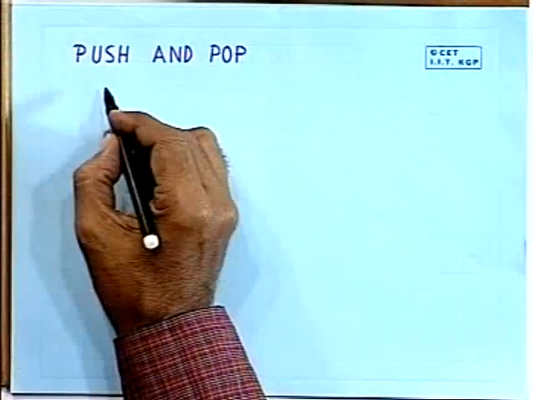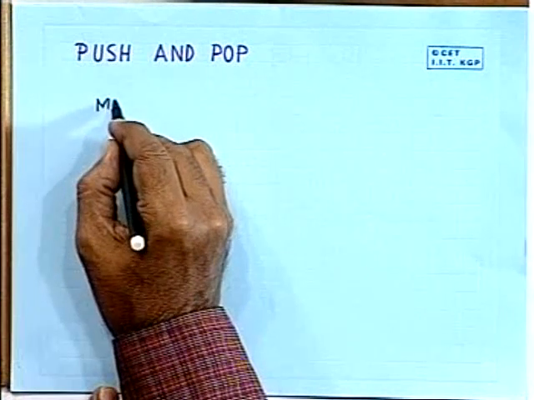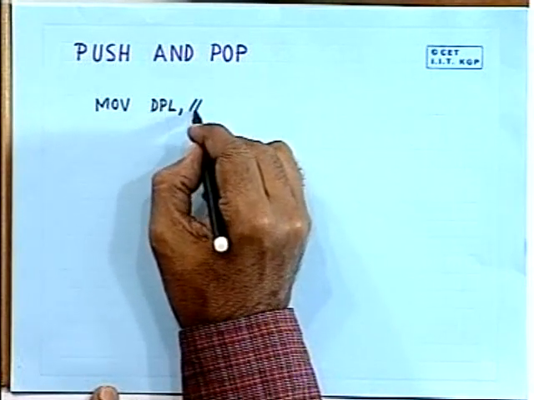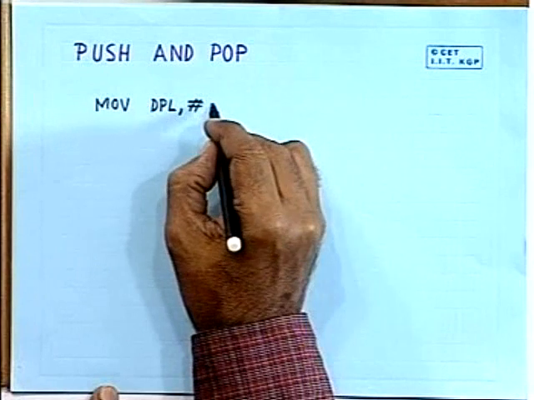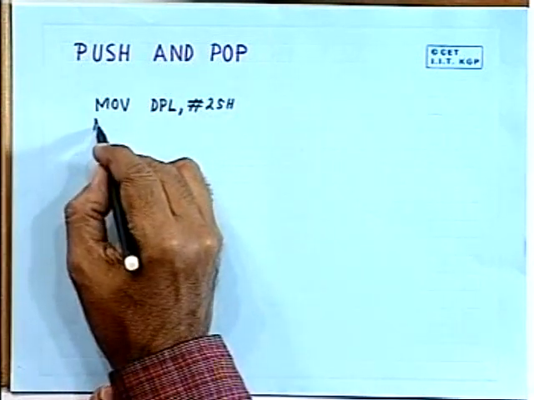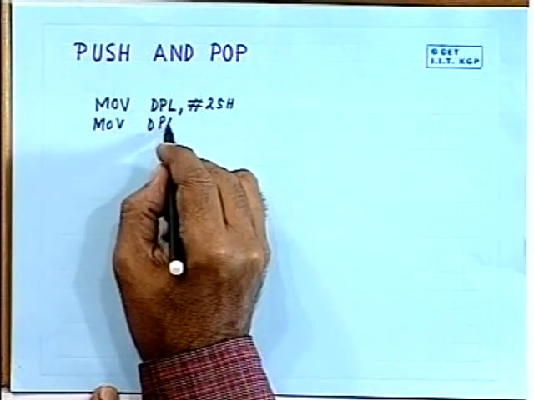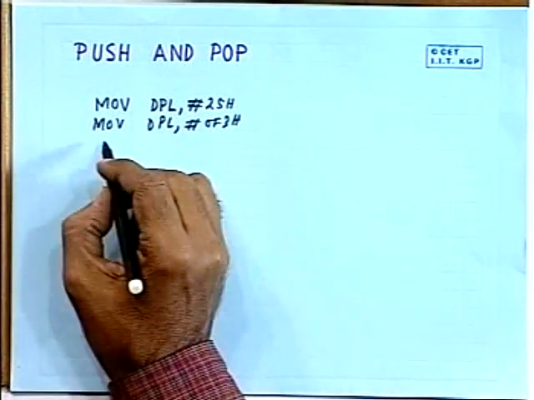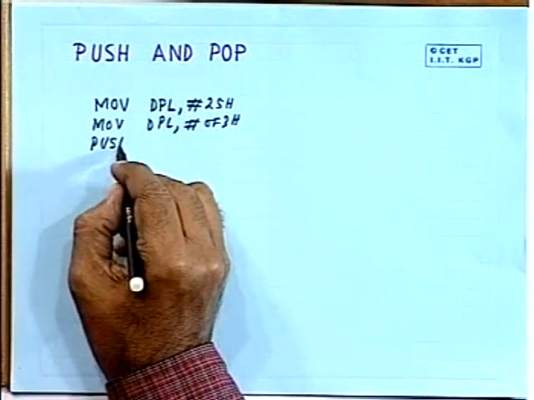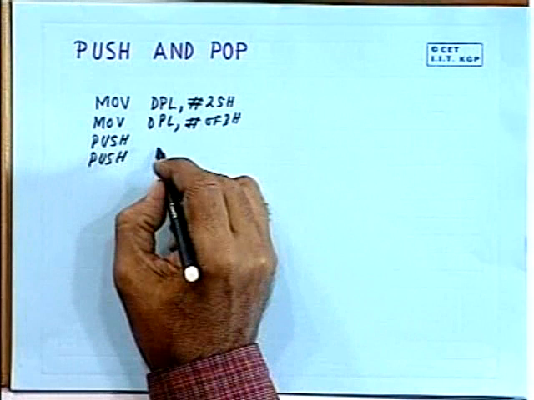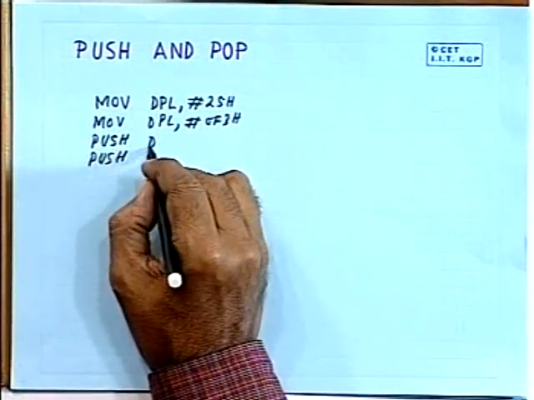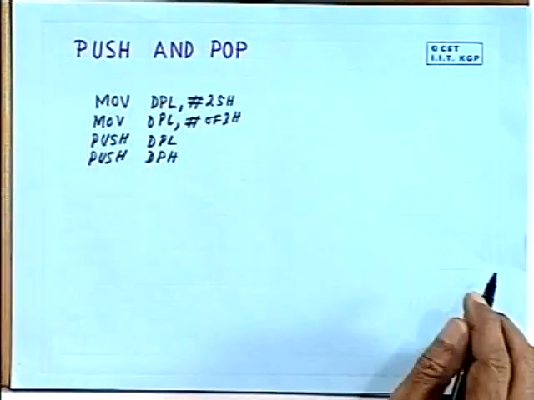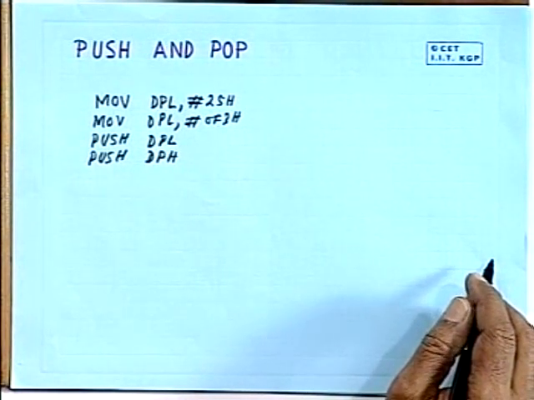Let me write a simple program in assembly language, symbolic code. Move DPL, data pointer low. I have used immediate addressing here. You are transferring say 25, then in another instruction I am transferring another byte of data to the higher order byte of the data pointer, F3. Then suppose I perform two push operations, and whenever I perform a push operation I have to mention which particular register has to be pushed, say DPL and DPH. Let's assume we do that.